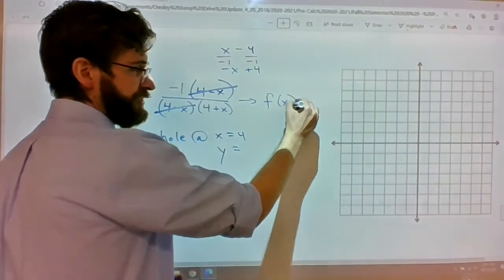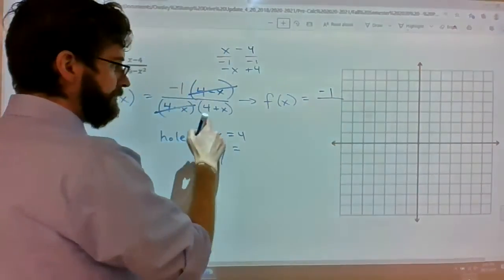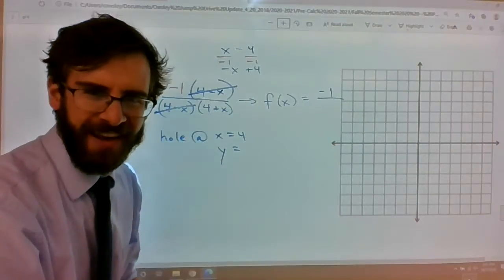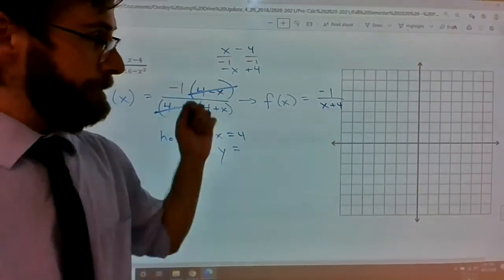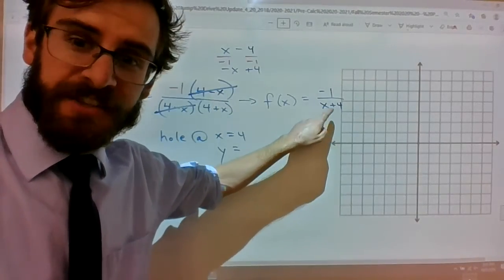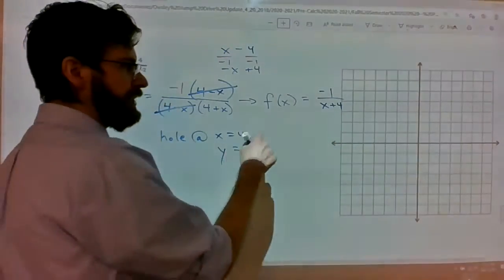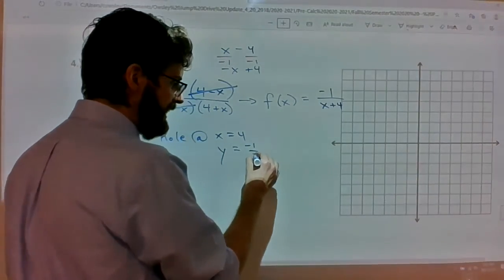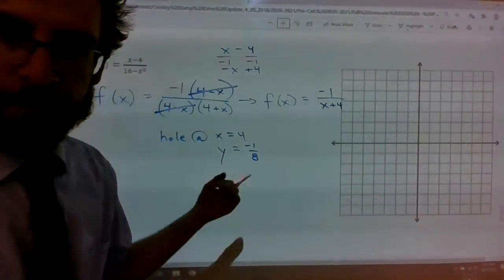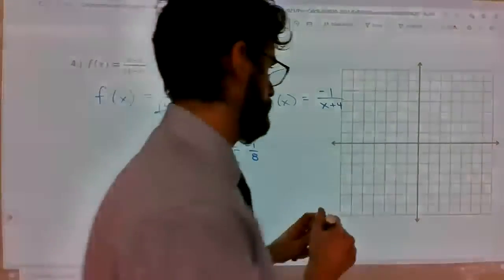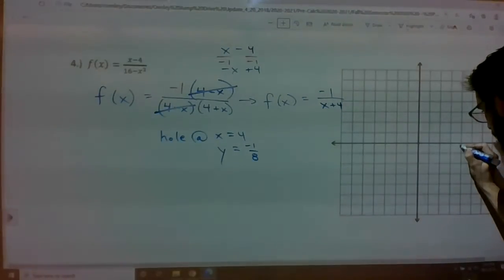Well, that depends. What's the new function we've got? It's -1 divided by 4 plus x. I'm just going to call it x plus 4. Okay, that's interesting, because there's a domain issue that did not divide out. If I plug in 4, I get -1/8. So here's the deal. Yes, we can plot the hole at 4, down 1/8.